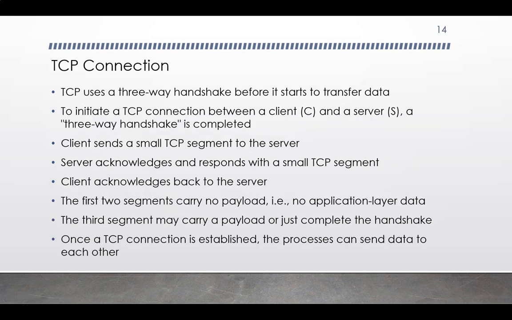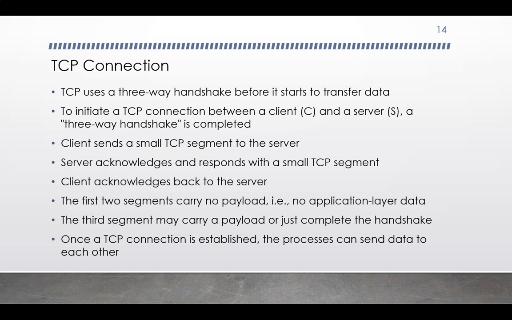To understand the operation of these attacks, we need to review the three-way handshake used by TCP to establish a connection. To initiate a TCP connection between a client and a server, a three-way handshake is completed. The client sends a small TCP segment to the server. The server receives this, acknowledges it, and responds with a small TCP segment. The client acknowledges the receipt of this segment, sending that acknowledgement to the server. That's the third part. That's the three-way handshake.